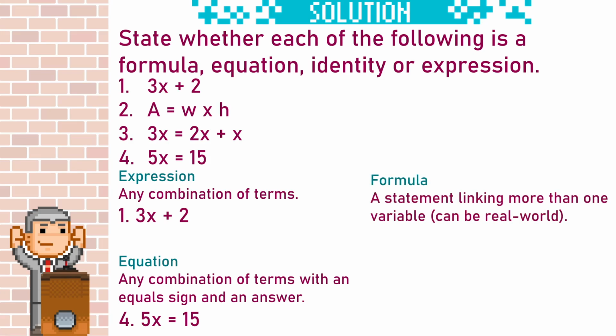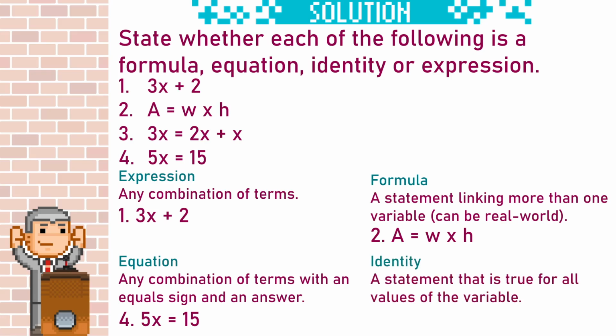A formula is a statement linking more than one variable, and generally you can find these in the real world or with geometry. Now looking at number 2, that is area equals width times height. It's the formula for the area of a rectangle. So that is our formula. Now normally formulae will have a capital letter in and will be linking 2 or more different letters. So just look out for those 2 things.